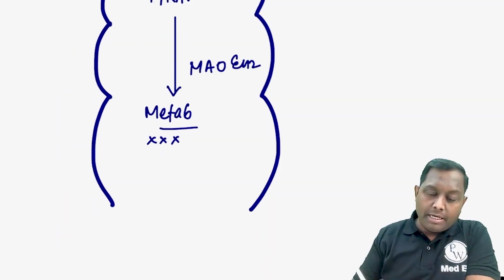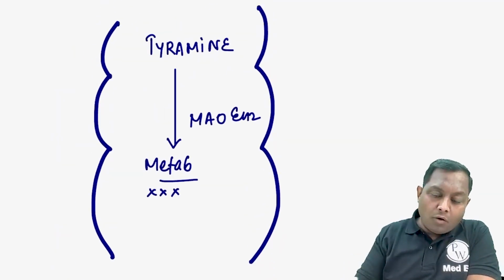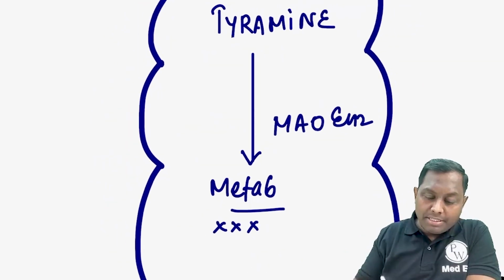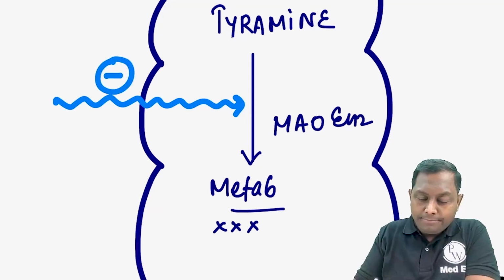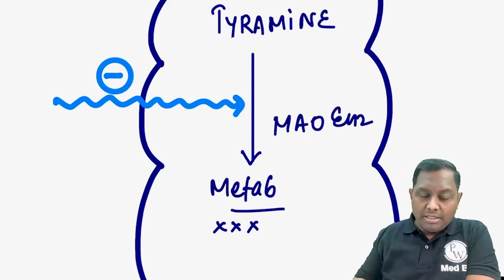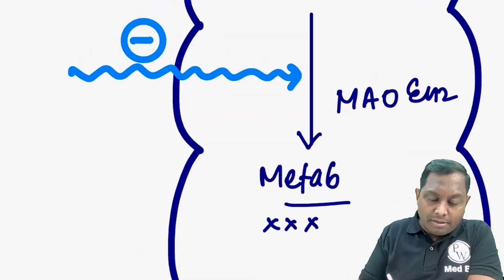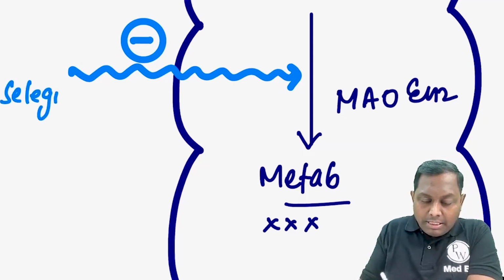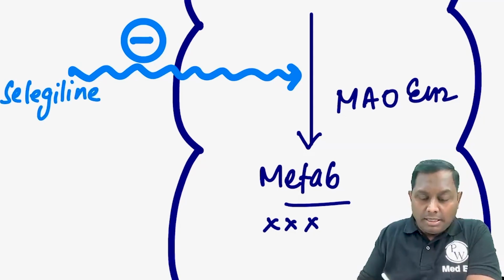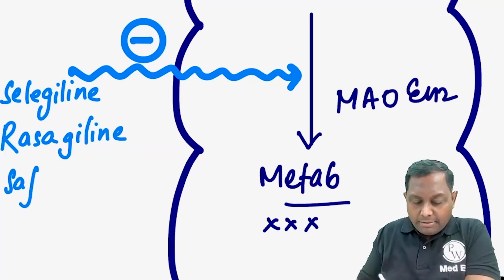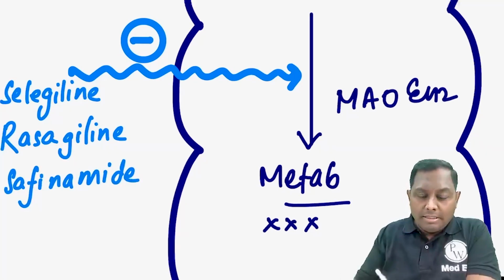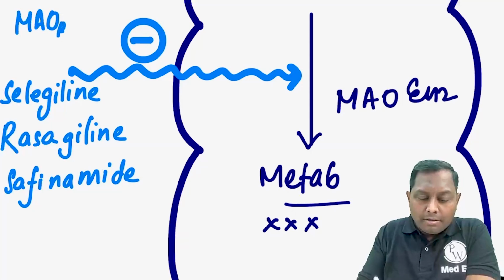But if this patient is going to be on an MAO inhibitor, suppose this patient is already taking an MAO inhibitor, then what will happen? If he is taking some drugs like an MAO inhibitor, examples of drugs like selegiline, rasagiline, safinamide. Selegiline, rasagiline, safinamide, these are all considered as MAO B inhibitors.